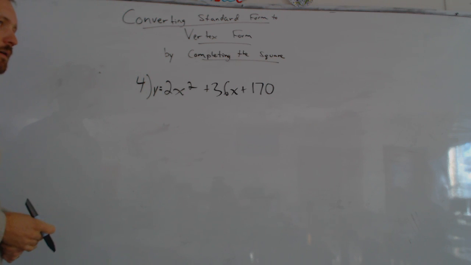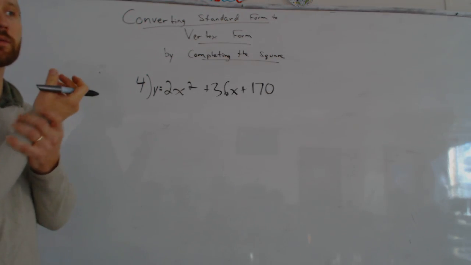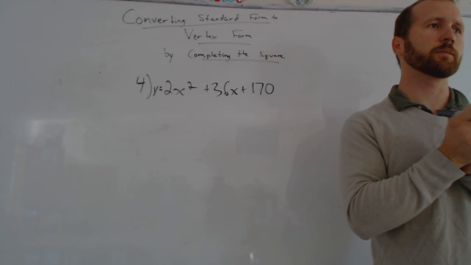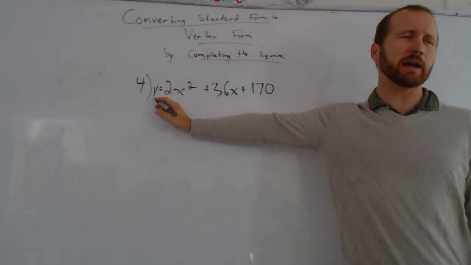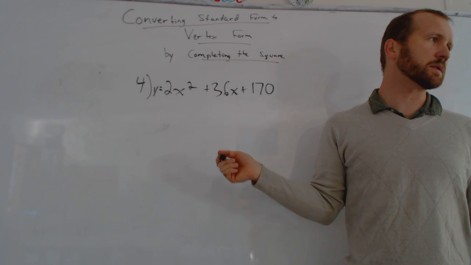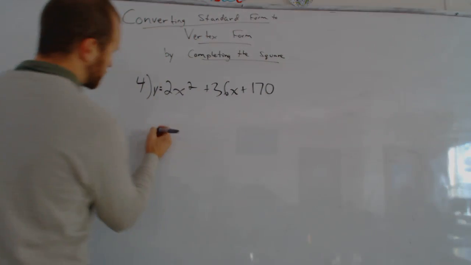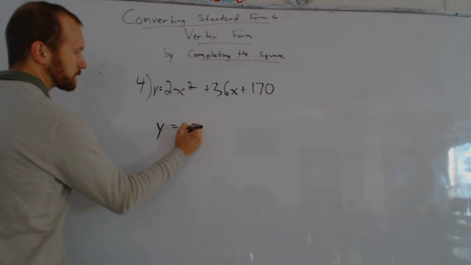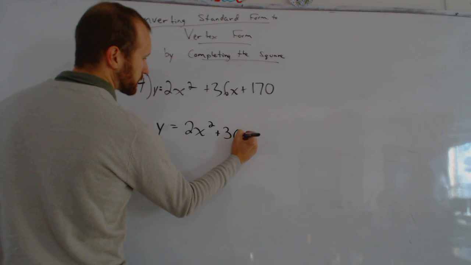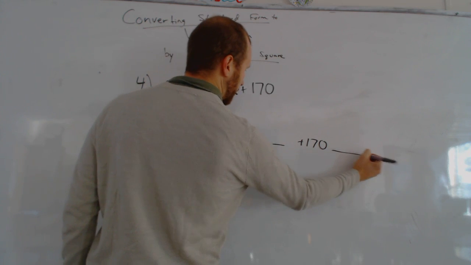Yeah, that's a really good guess because when we were factoring, we would pull out the 2, right? When we were factoring, we would divide everything by 2. We'd pull out that 2. But because we have the y on the other side, if we divided both sides by 2, we'd end up with y over 2 equals. So instead, we're just going to use our method. We have y equals 2x squared plus 36x plus blank plus 170 blank.